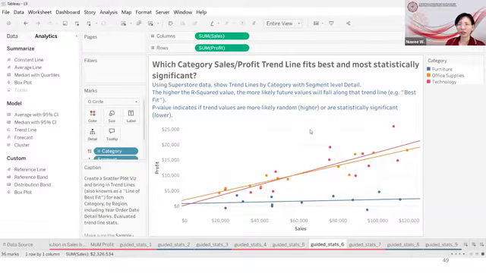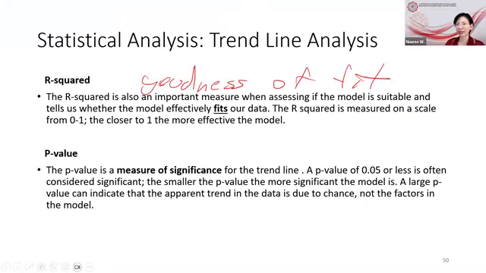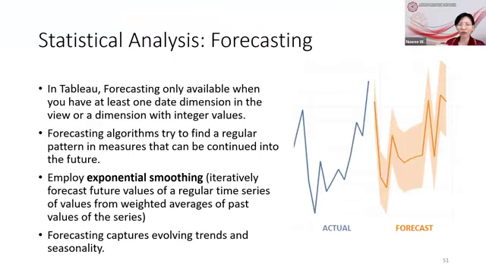Okay. Next, forecast. In Tableau, we can do forecast, which is only available if we have a date dimension in the view or a dimension with integer values. We cannot forecast if we only have categorical values in the view. So the forecasting algorithm that is used in Tableau is only one. You cannot choose. This is called the exponential smoothing model.